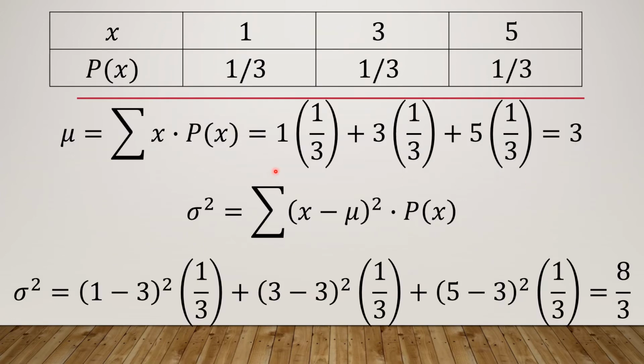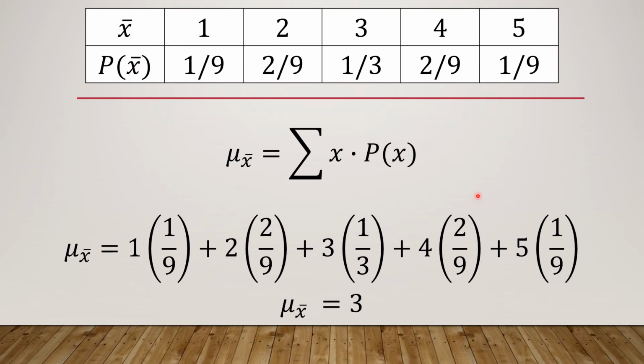And for the variance, if we recall the formula in computing the variance, that will be each value minus the mean, squared, multiplied by its corresponding probability. 1 minus 3 squared times 1/3 is 4/3, 3 minus the mean, which is 3, squared is 0, and 5 minus 3 squared, or 2 squared, is 4 times 1/3. This is 4/3 plus 4/3, thus we have 8/3.